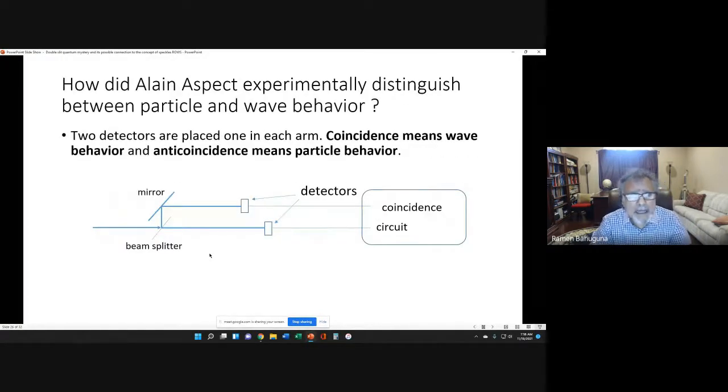So how did Alain Aspect experimentally distinguish between particle and wave behavior? He just placed detectors there and the light is incident. The photons are coming in, going through the beam splitter and reflected. The detectors are connected to a coincidence circuit, and if there's anti-coincidence, that tells you it's particle behavior, right?